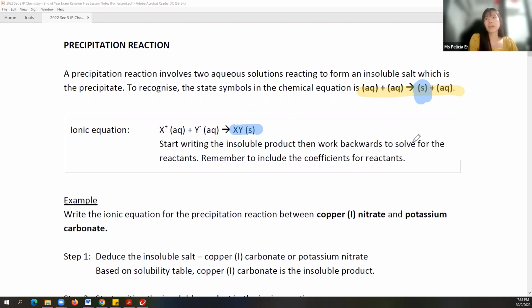So you just write out what forms this precipitate, solve for the reactants, and then remember to include the coefficient. That means if there is a need to put any number in front, for example if your chemical formula is SO4 in a bracket with 2, you must remember to write 2 SO4 2 minus, with the number 2 in front, because for ionic equations there is still a need to balance the equation. If you're not sure what I'm trying to say, let's directly look at an example, then you can better understand what I'm trying to explain.